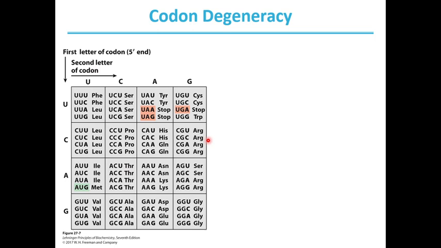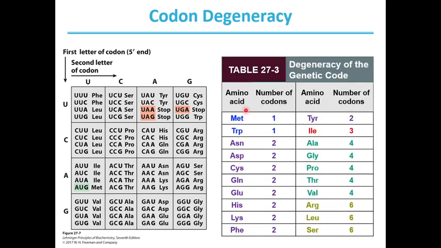But if you look at other amino acids like arginine, serine, and leucine that I just described, they have 6 codons. The table here shows how many codons are available for each of the amino acids. But remember, as I said before, each codon only specifies one amino acid, and hence the power of codons.